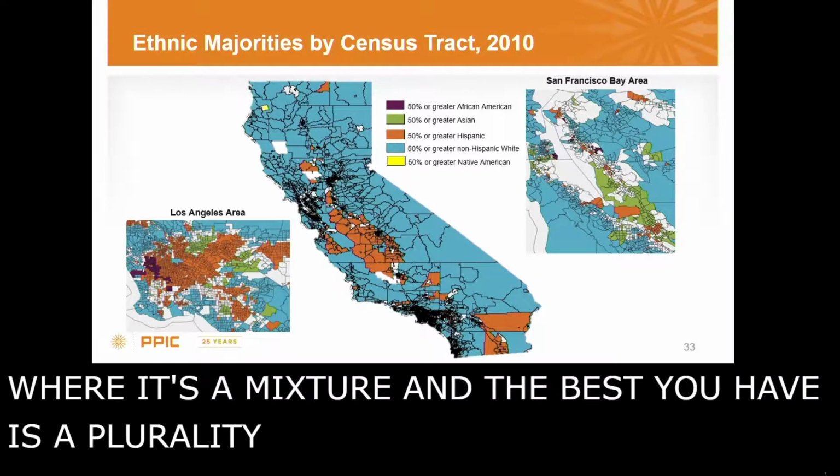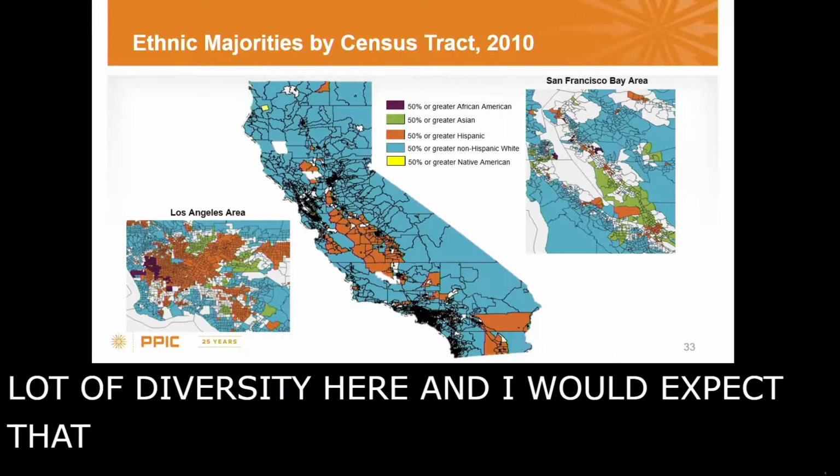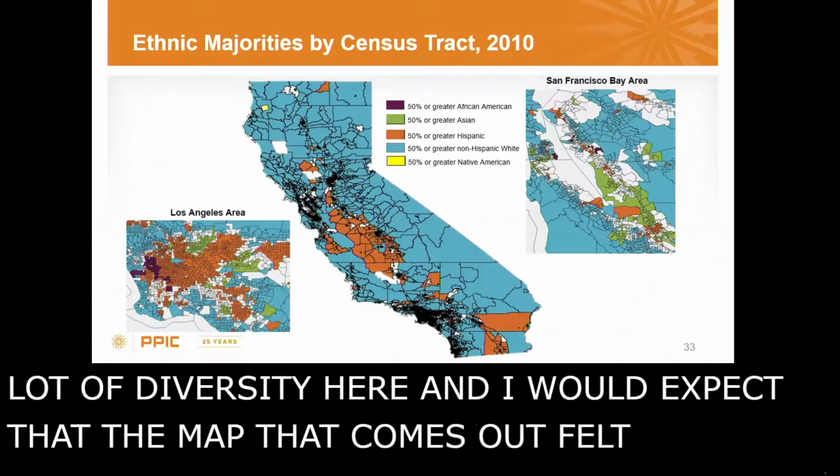So there's a lot of diversity here, and I would expect that the map that comes out of the 2020 census would be this even more so, right? This is from 2010.